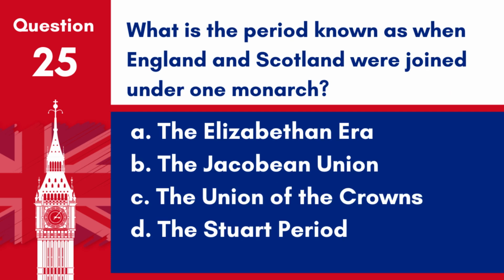Question 25. What is the period known as when England and Scotland were joined under one monarch? A. The Elizabethan era. B. The Jacobean Union. C. The Union of the Crowns. D. The Stuart period. Answer: C. The Union of the Crowns. The period when England and Scotland were joined under one monarch is known as the Union of the Crowns.